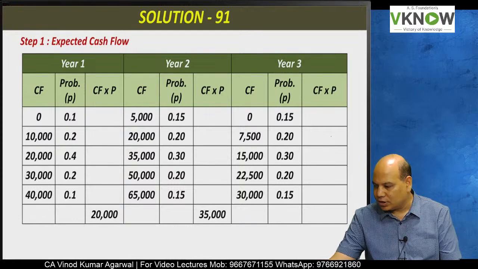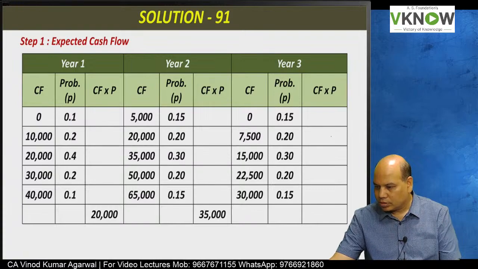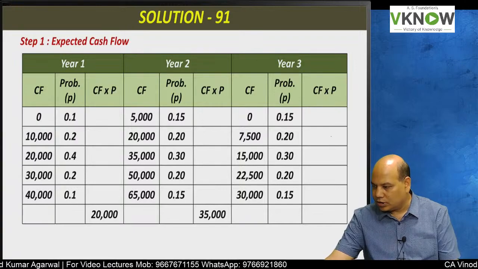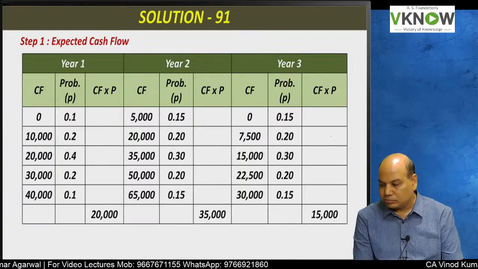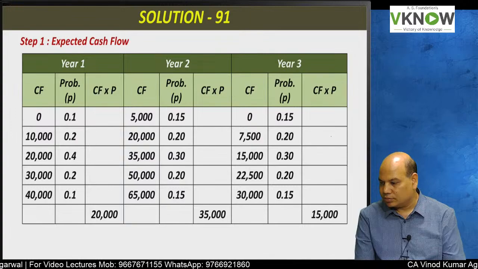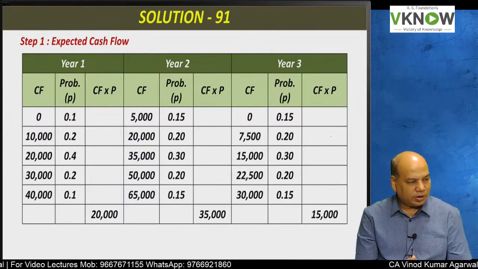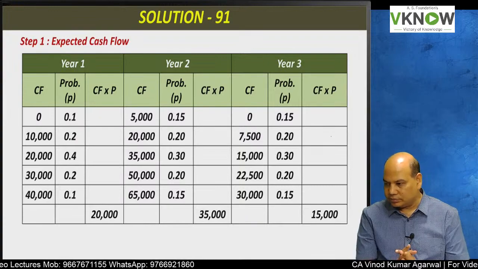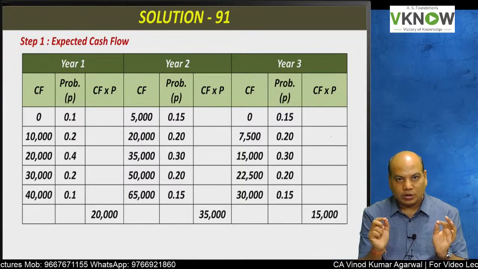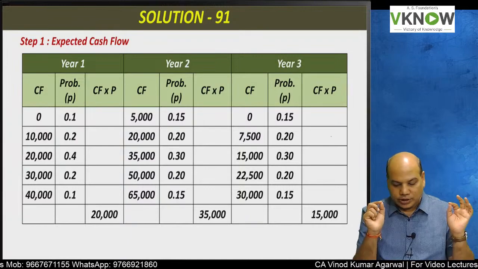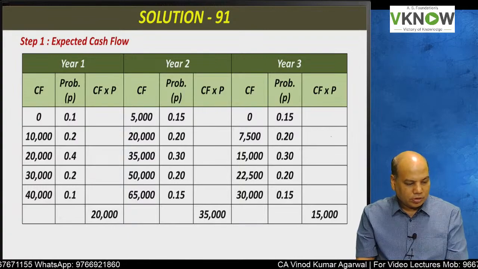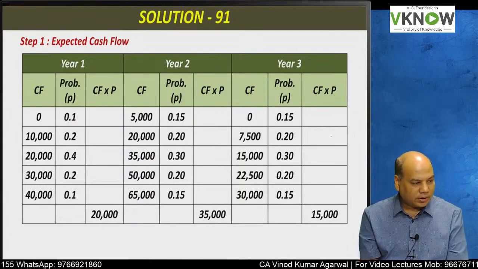What is the answer for the third year? Check the answer. Is it 15,000? Third year answer is 15,000, so please note it down if you have not done it. 20,000, 35,000, 15,000. You just have to multiply and add it.